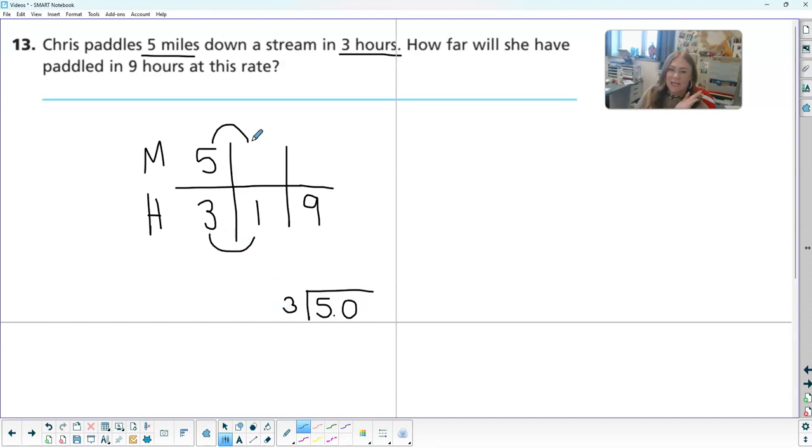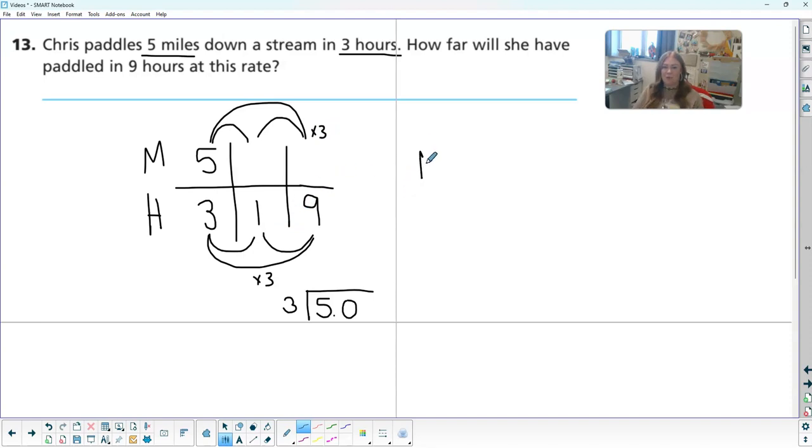And then I'll take that. How do I get from 1 to 9? I times it by 9. I do also notice I can go straight from 3 to 9. I can times by 3, so I can really just go straight here and times by 3.